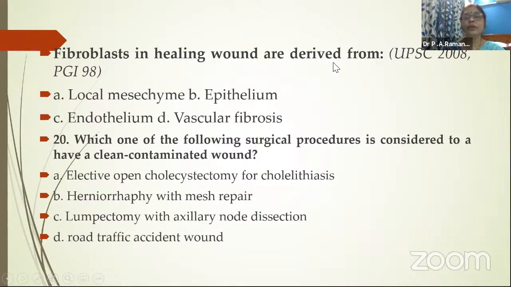Fibroblasts in a healing wound are derived from where? Mesenchyme, epithelium, endothelium, vascular fibrosis. So where are the fibroblasts derived from? Fibroblasts are derived from the basal membranes. So this must be the answer.